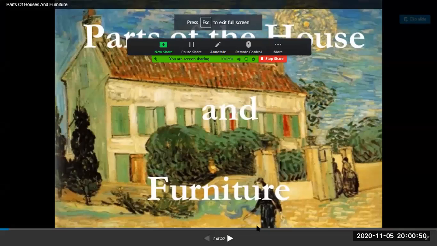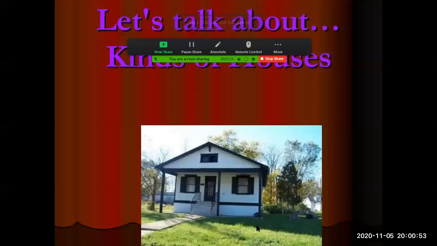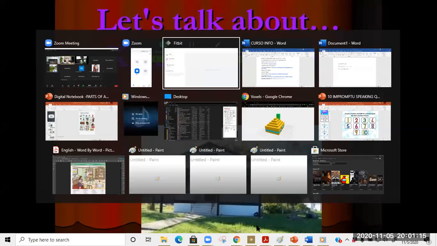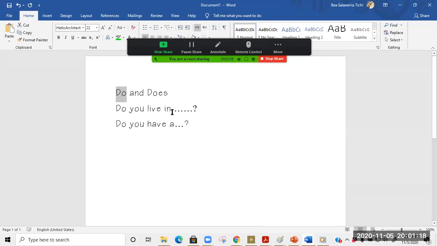Yesterday we saw this presentation. We were talking about the types of houses. Hay una pregunta que se hace: do you live in a house or do you live in an apartment? Yes, I do. Or do you live in an apartment? No, I don't. I live in a house, for example. Para tipo de casa, preguntamos, do you live in a house or do you live in an apartment? Mi respuesta va a ser I live, porque do you es para usted la pregunta.